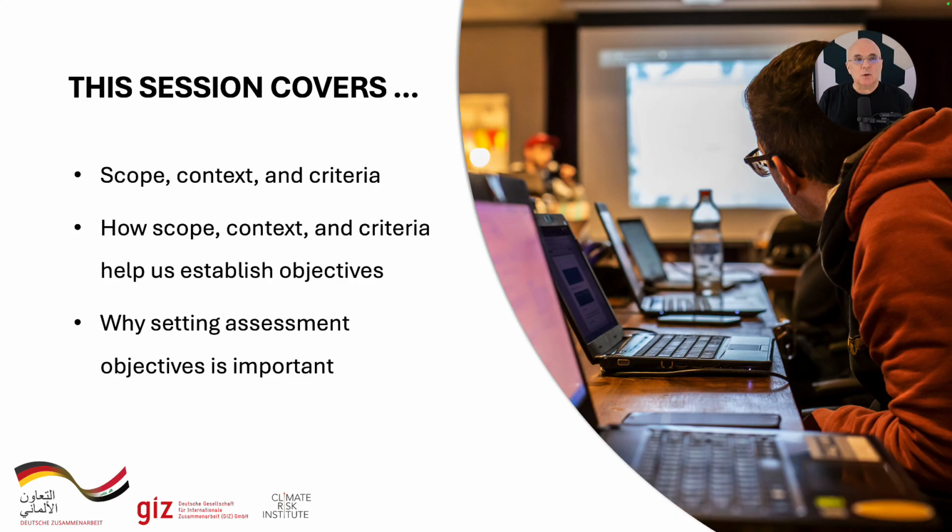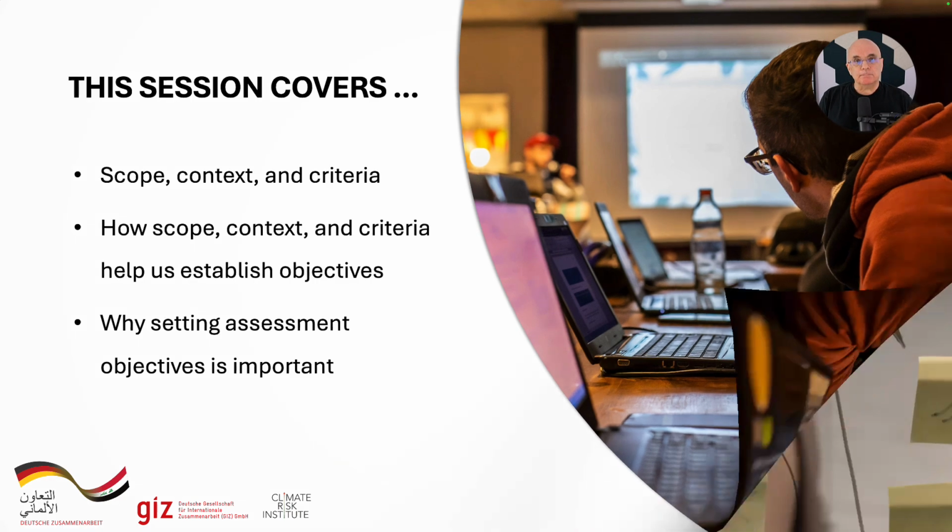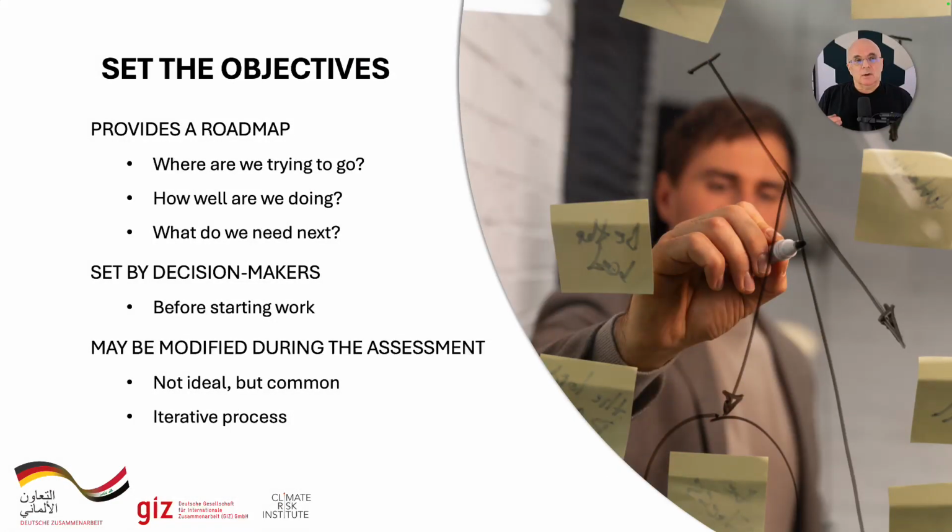This session covers the scope, context, and criteria, how scope, context, and criteria help us establish our objectives, and why setting objectives is so important. When we set the objectives, we're providing a roadmap for our project. Where are we trying to go? How well are we doing? What do we need to do next time? It's set by our decision makers, and it can be modified during the assessment. While not ideal, this does happen from time to time, so this should be viewed as an iterative process.